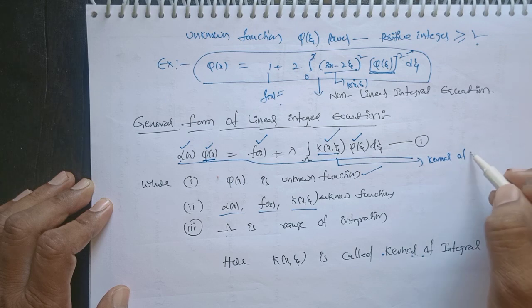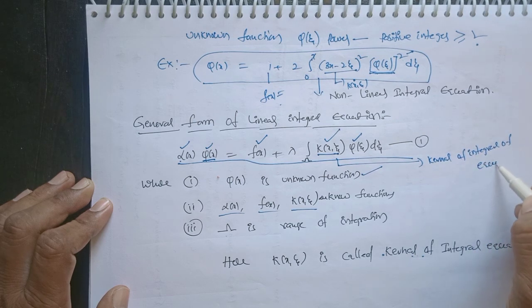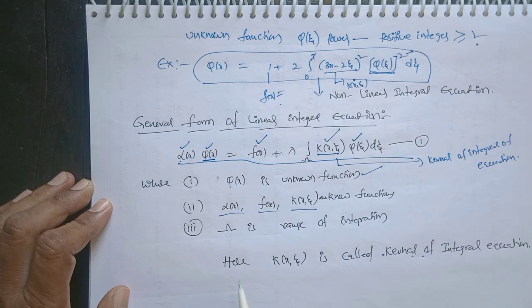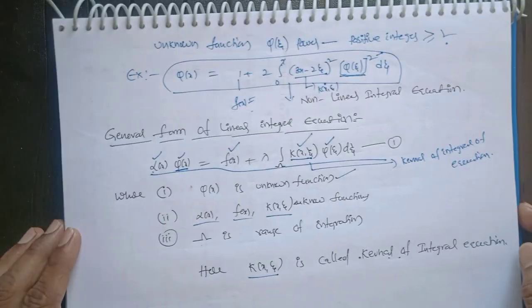Kernel of integral equation. This is a known function. Here k of xi is called the kernel of the integral equation, which is a known function.